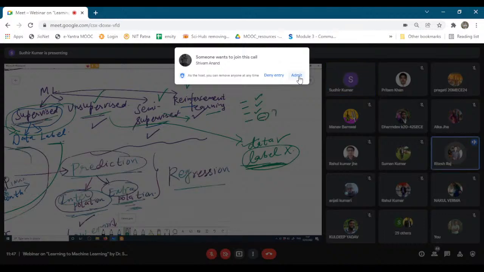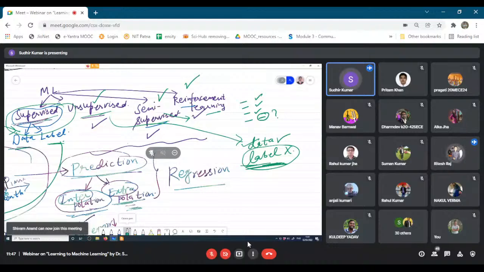Extrapolation is like outliers. Extrapolation is not outliers, no. Outlier and extrapolation are different things.